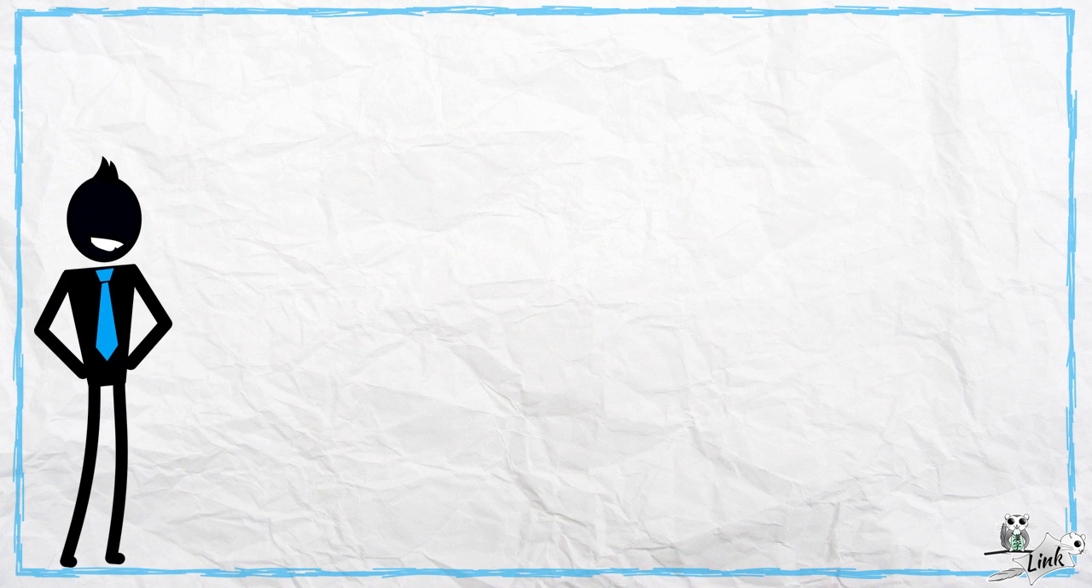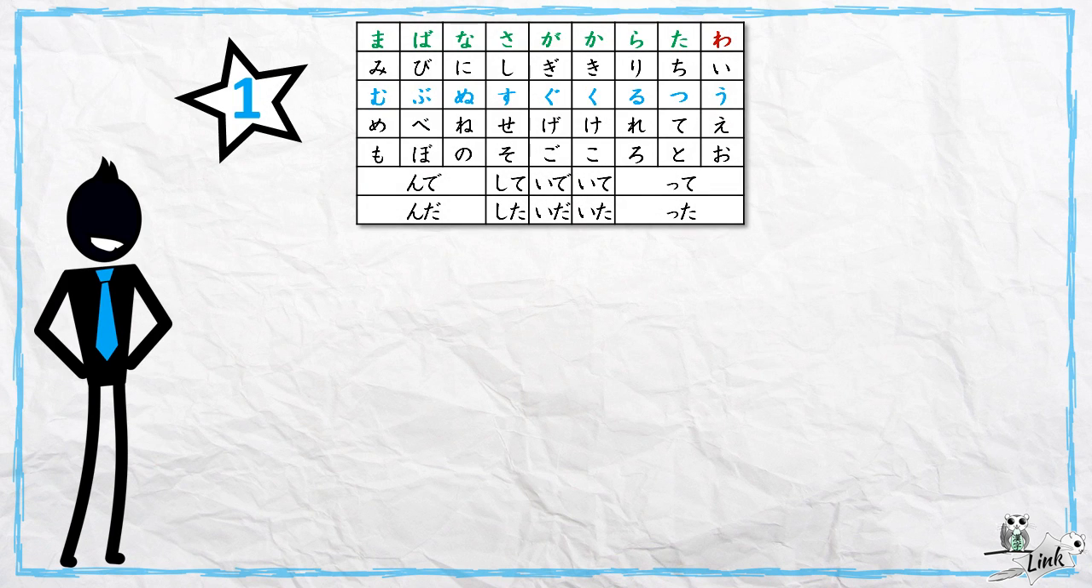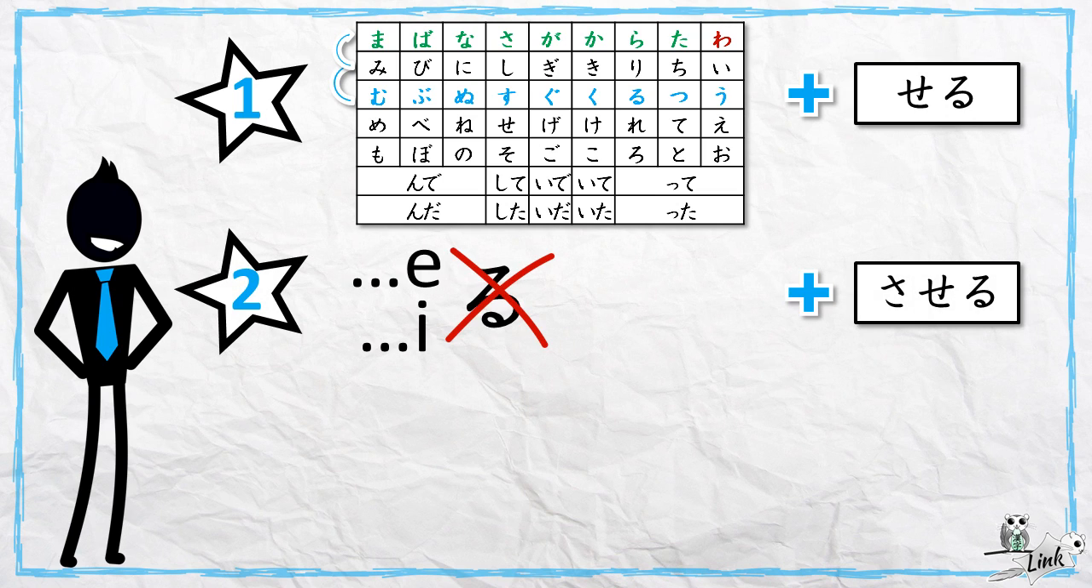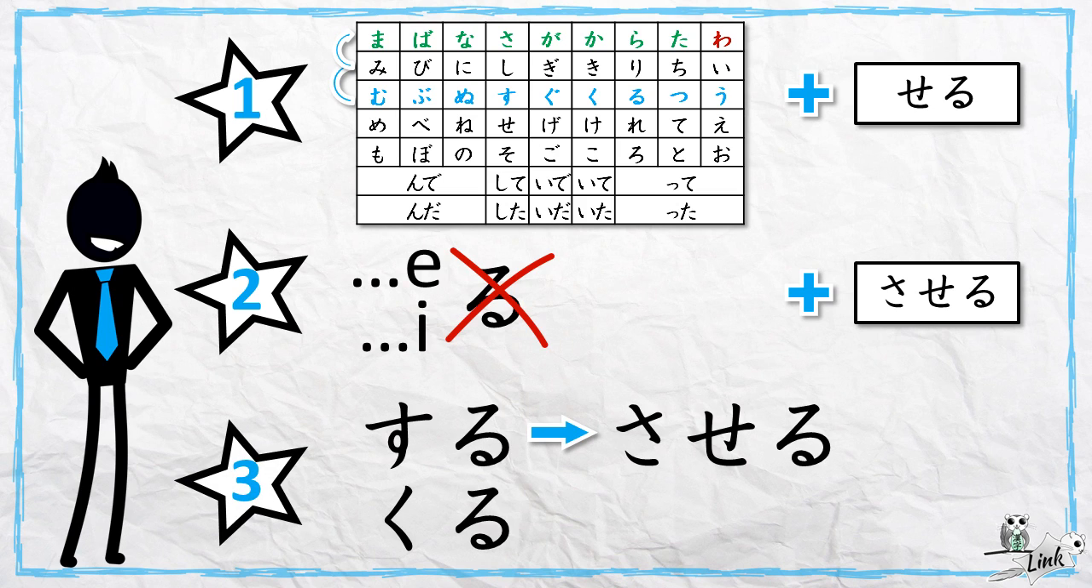Let's summarize everything. For group 1, you change the u ending syllable into a a ending syllable by moving up 2 rows. Be careful, if the verb ends with the hiragana u, you have to change it to wa, not a. Then you can add seru. For group 2, you just take out the ending ru and put saseru instead. In group 3, suru becomes saseru and kuru becomes kosaseru.